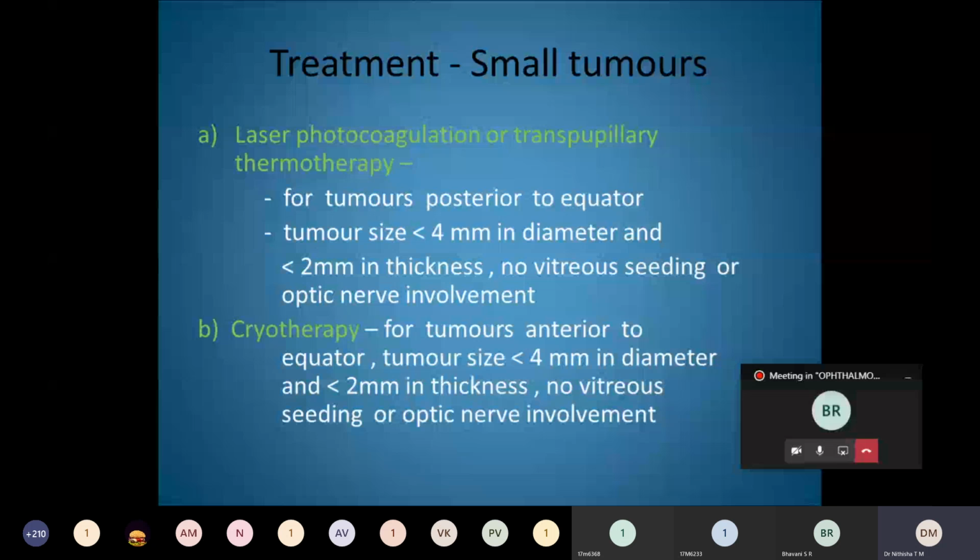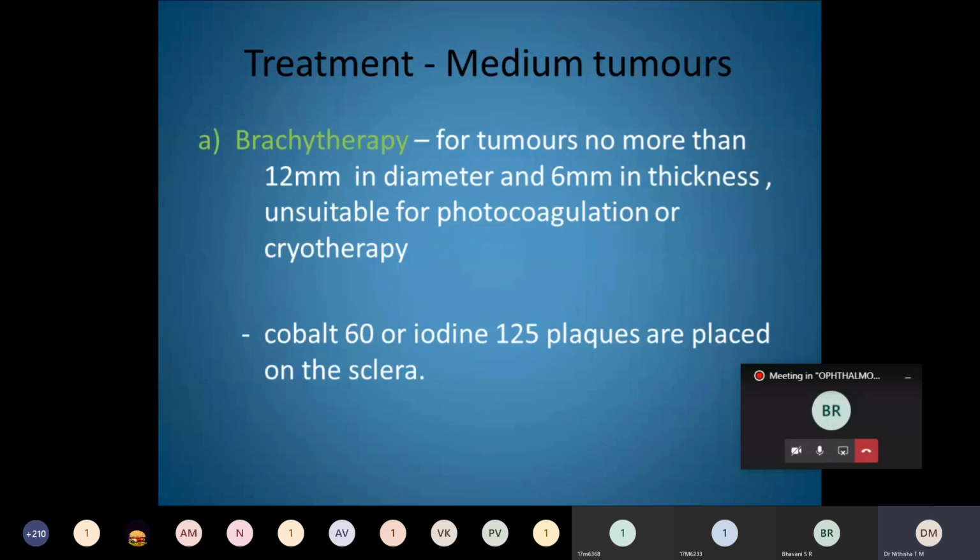For smaller tumors, laser photocoagulation or transpupillary thermotherapy. What are the indications for this? For tumors which are posterior to the equator, with tumor size less than 4 disc diameters and less than 2 millimeter in thickness, with no vitreous seeding or optic nerve involvement, you can plan for laser photocoagulation or transpupillary thermotherapy. Second is cryotherapy, for tumors which are anterior to the equator, tumor size less than 4 millimeter in diameter and less than 2 millimeter in thickness with no vitreous seeding or optic nerve involvement.